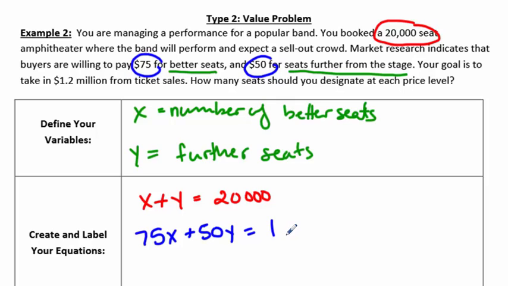Now I can't just write 1.2 here because this has a different unit than the number 75 and the number 50. These are in dollars. They're not in millions of dollars. If they were in millions of dollars, I could use 75 and 1.2. Because those are in dollars, I'm going to have to write out 1.2 million all the way out. So 1.2 million is 1, then 2, then 5 zeros.